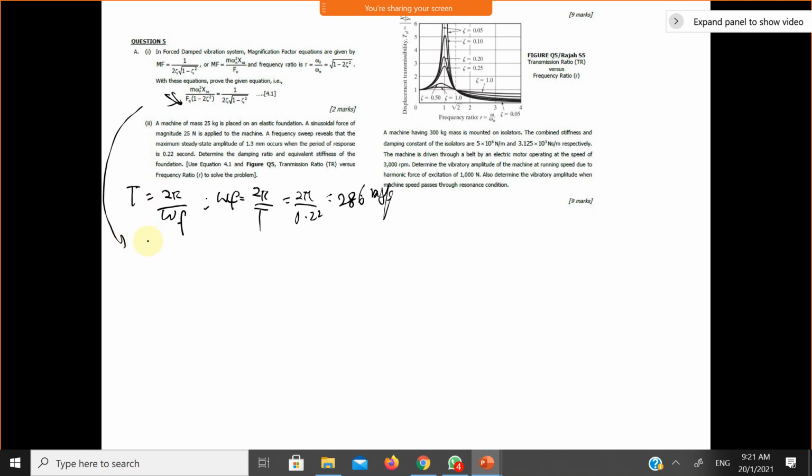So kita ada M. M berapa? M adalah 25. Omega F is 28.6 squared. And XSS is given as 1.3, which is 1.3 times 10 to the power of negative 6 over F naught. What is our F naught? This is our F naught. Alright. F naught is 25.